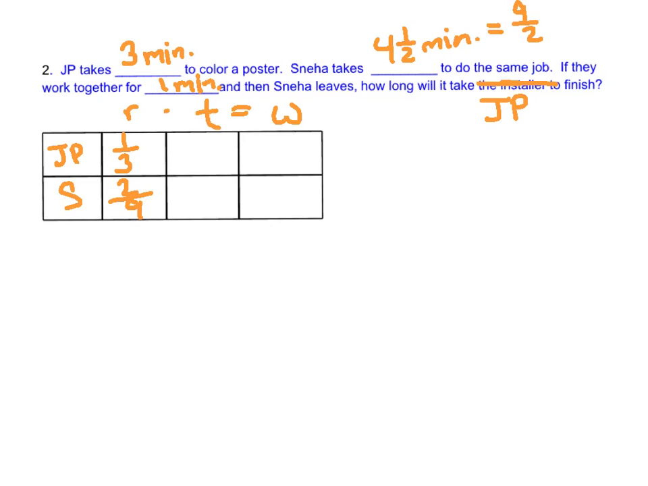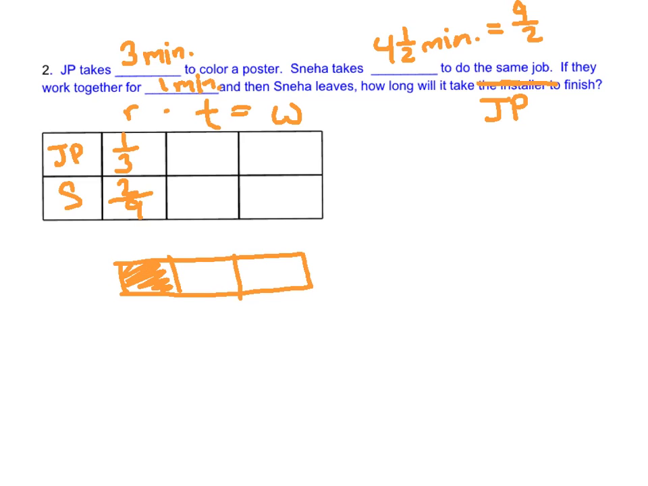So again, to make sure that this is clear, JP, for example, to complete a job, or to paint this poster, it takes him 3 minutes. But if you split up those minutes into 1 minute each, in 1 minute, he can only complete a third of the job.